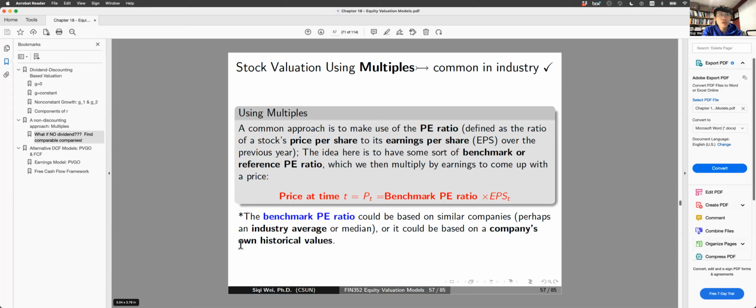So in that case, we need to use some financial ratios. We call it financial multiples, which is very commonly adopted in the industry because this approach is fairly easy and fairly low cost to implement. Okay, so let's just be clear about a couple of things.